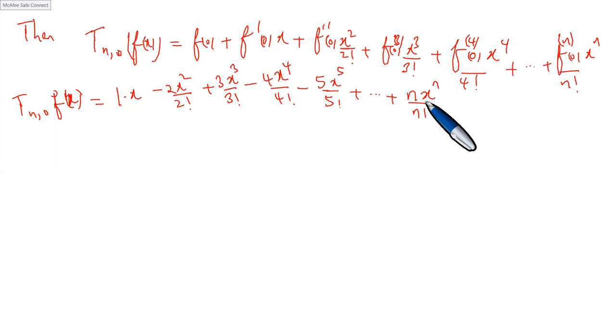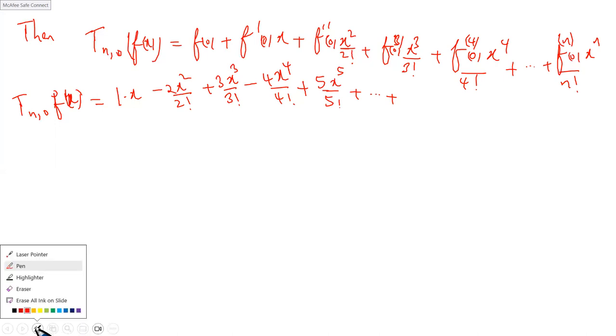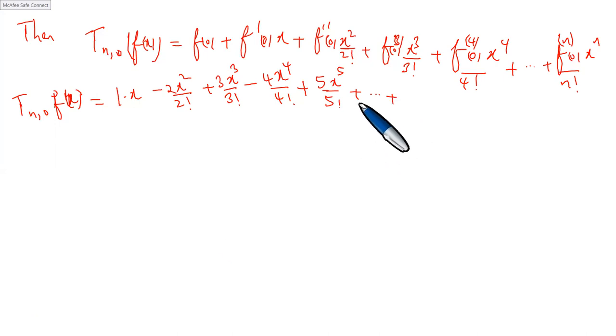But not only that, because the signs alternate, we need to take care of that. When it's even, it's negative. When it's odd, it's positive. When it's even, it's negative. So when it's odd, then it's plus. And then plus. Make this negative. Okay, right, then we have one more.